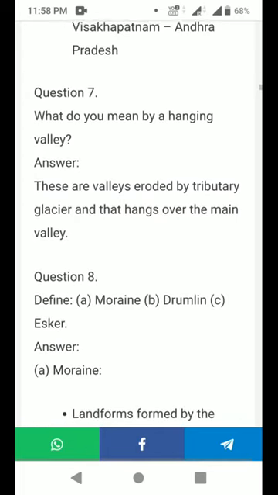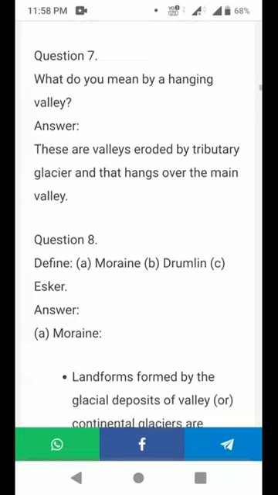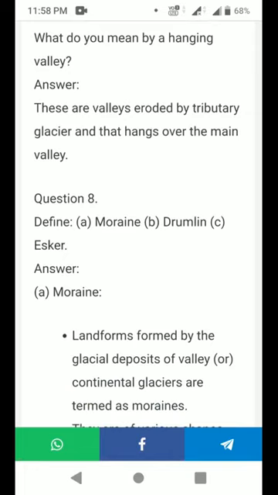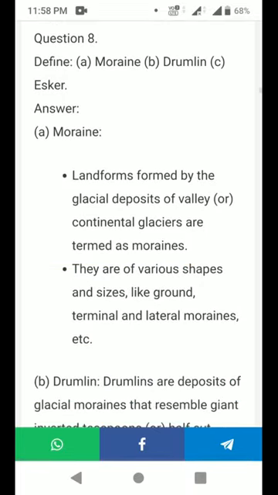Next, seventh question, what do you mean by a hanging valley? These are valleys eroded by tributary glaciers that hang over the main valley. Next, eighth question, define moraine, drumlin, esker. Moraine.